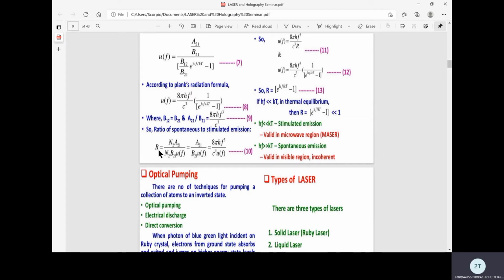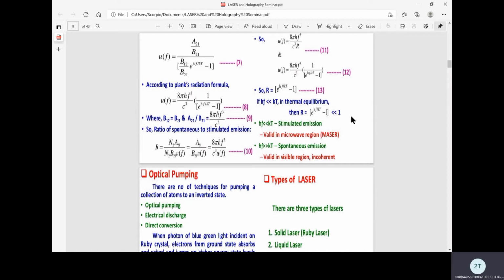Now let's see the ratio of spontaneous to stimulated emission from these results. R is the ratio of spontaneous to stimulated emission, that is N2 A21 by N2 B21 U, which is A21 by B21 into U, and the A21 by B21 value which we had here is 8 pi h f cube by c cube into U. On generalizing these equations, we get that R is e power h mu by kT minus 1. From this equation we obtain the ratio of spontaneous to stimulated emission.